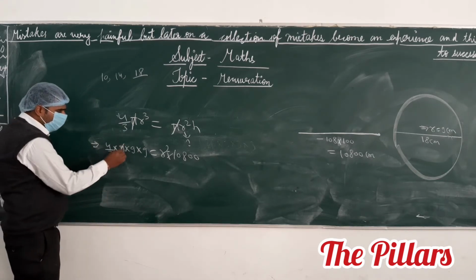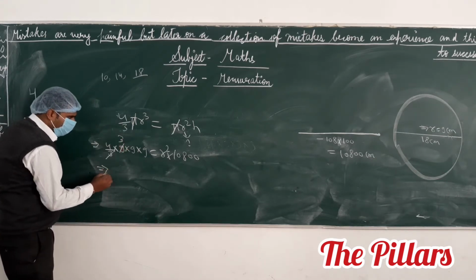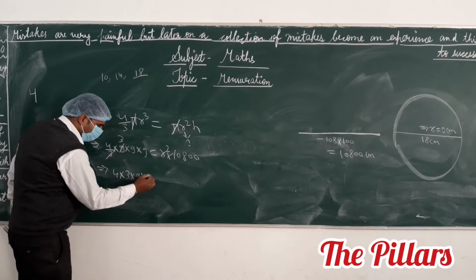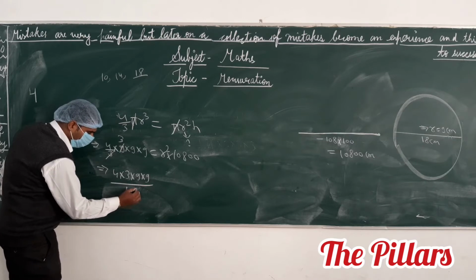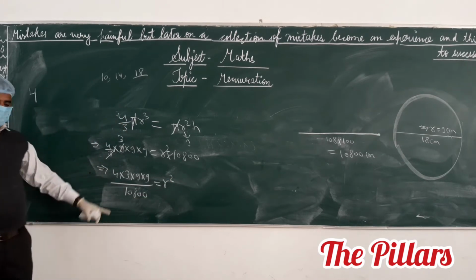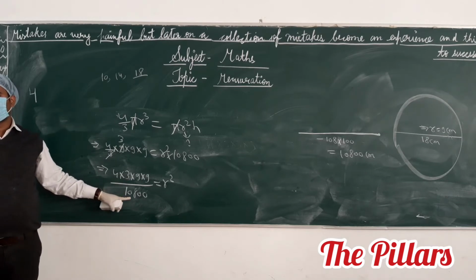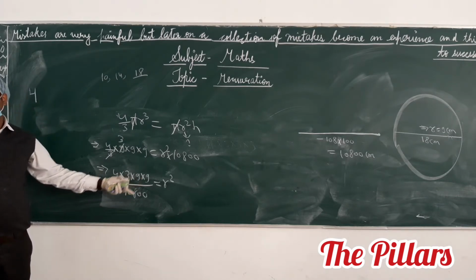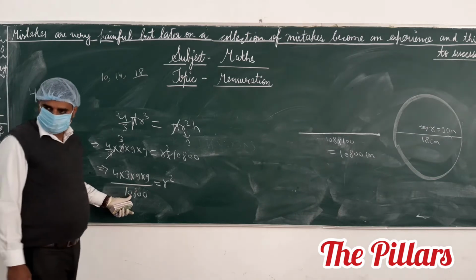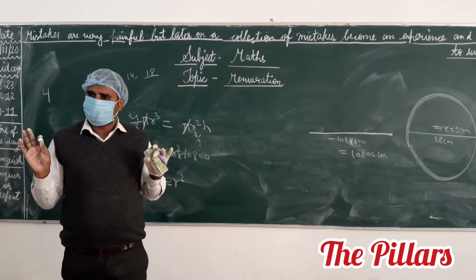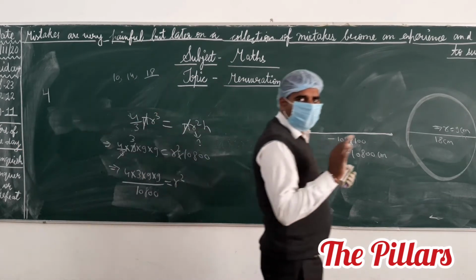3 3 are 9. This implies 4 into 3 into 9 into 9 divided by 10800 r square. 3 divides 108, or not? 9 also divides. You have to calculate the value of this. Got it, right or not? Any other question, any doubt?